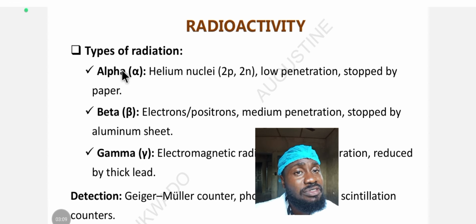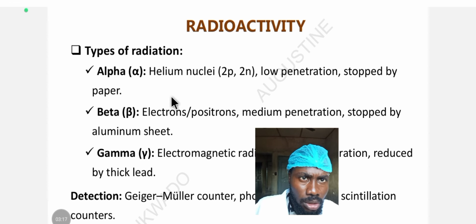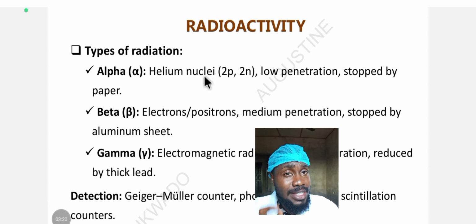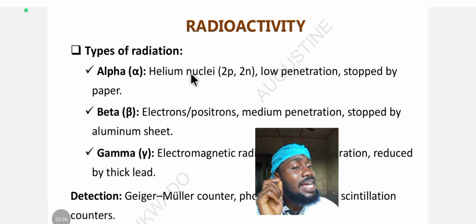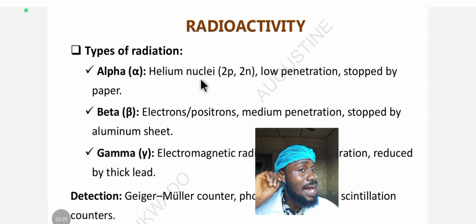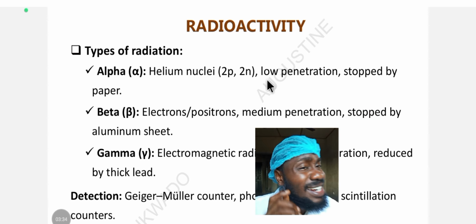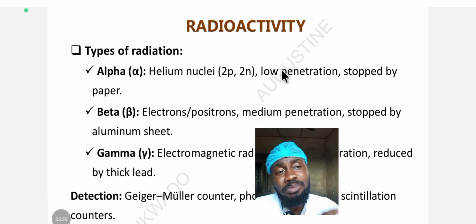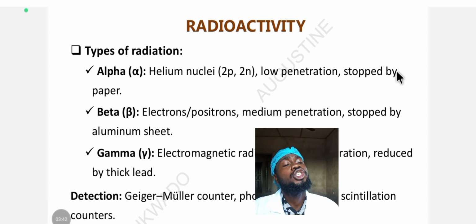The first we have here is the alpha radiation. This is the alpha symbol. And how do we know alpha radiation? An alpha particle is a helium nucleus, having 2 protons and 2 neutrons. It is positively charged and has a low penetrating power. Take note of all this. JAMB, when they take all this, they play. It is positively charged, it has a low penetrating power, and is stopped by paper.